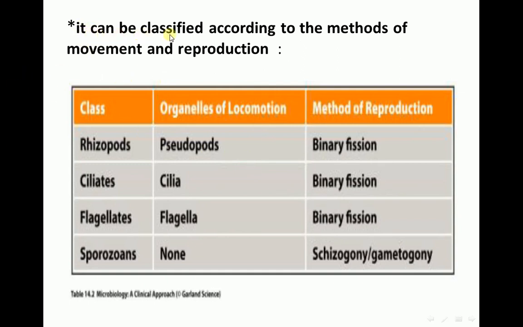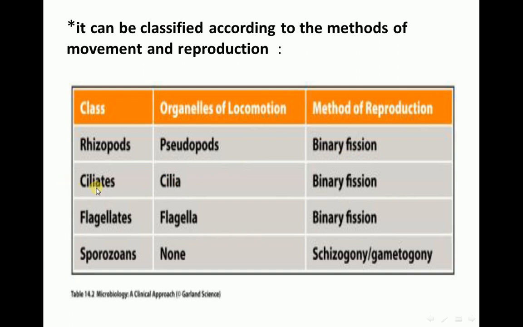Protozoa can be classified according to the methods of movement and reproduction into four classes, which are rhizopods, ciliates, flagellates, and sporozoan. Rhizopods move by pseudopodia, which are cytoplasmic extensions from the ectoplasm. The method of reproduction is binary fission, which is asexual reproduction.